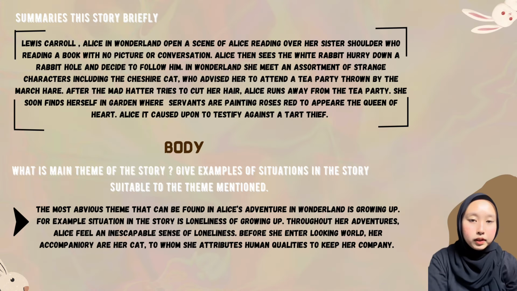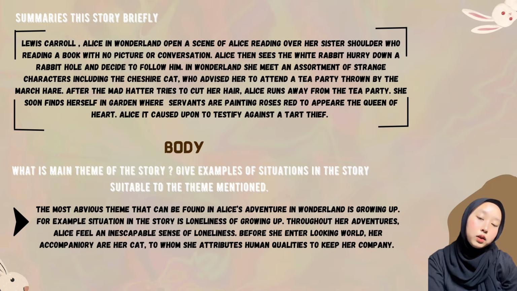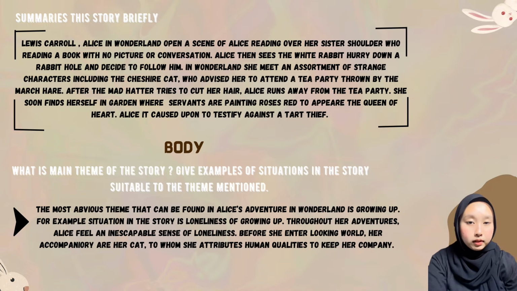Next is the summary. The story starts when Alice is at the bank. She sits behind her sister Delilah and puts her head on her sister's shoulder. Then she sees her sister reading a book without conversation or pictures, and suddenly she sees a white rabbit. Then she suddenly follows the rabbit into a rabbit hole.